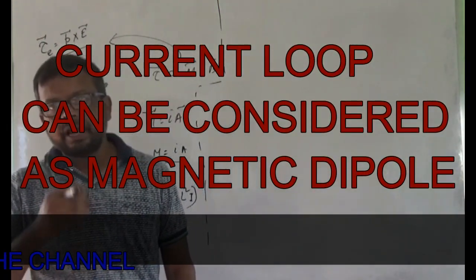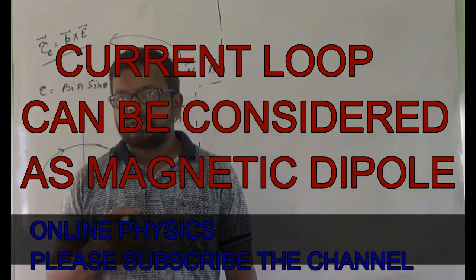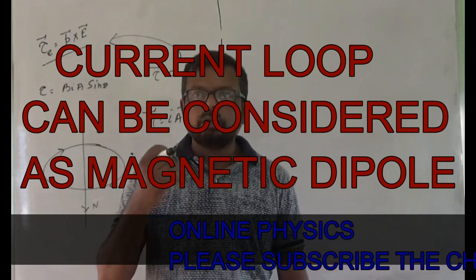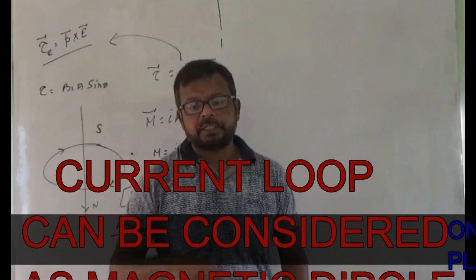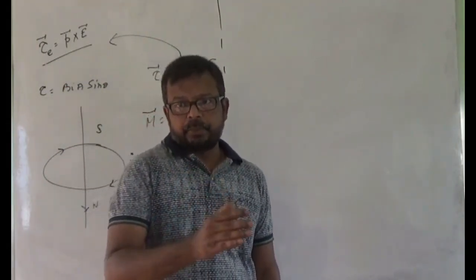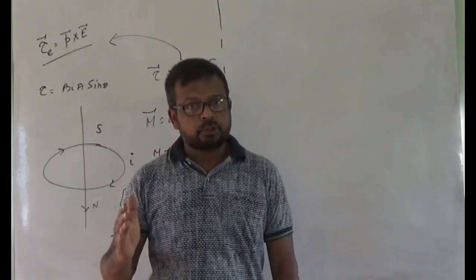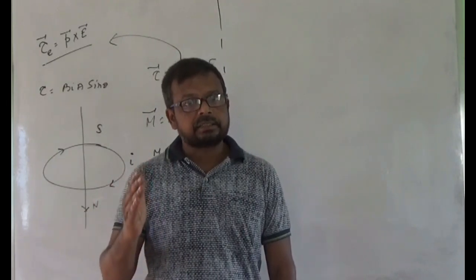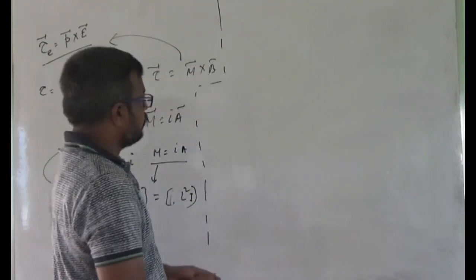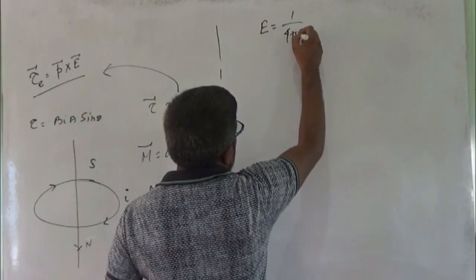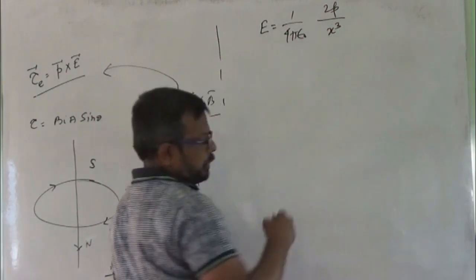Now we have an expression for the electric field intensity at a point on the axis of a small dipole of dipole moment P. What was that? Just recall the expression. Electric field intensity at a point on the axis of a small dipole of dipole moment P. The expression was 1 by 4 pi epsilon naught 2p divided by x cube. Was that?